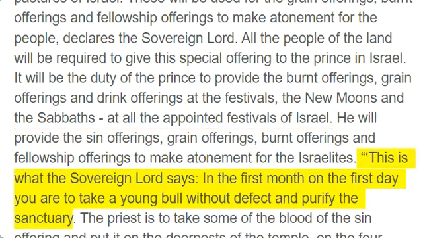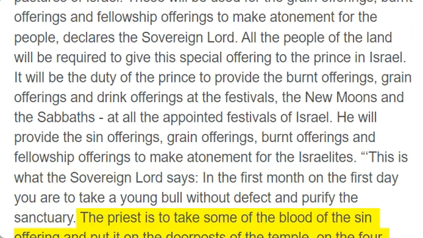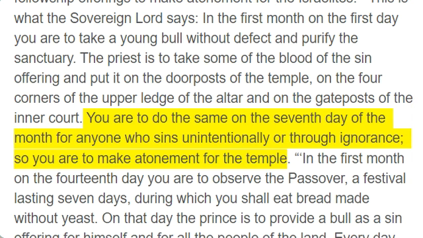This is what the sovereign Lord says: In the first month on the first day you are to take a young bull without defect and purify the sanctuary. The priest is to take some of the blood of the sin offering and put it on the doorposts of the temple, on the 4 corners of the upper ledge of the altar and on the gateposts of the inner court. You are to do the same on the 7th day of the month for anyone who sins unintentionally or through ignorance, so you are to make atonement for the temple.